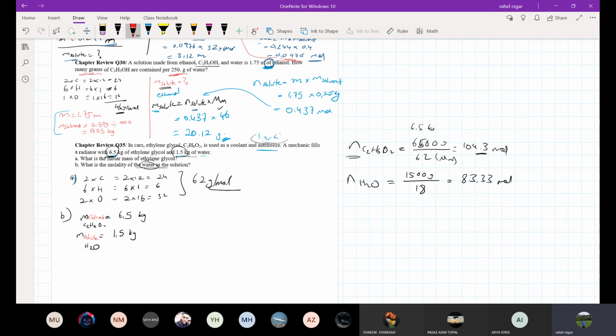As I told you, for this question, you don't have to find the moles. Why? Because the difference between 1.5 kilograms and 6.5 kilograms is so large that you will be sure that ethylene glycol is the solvent.